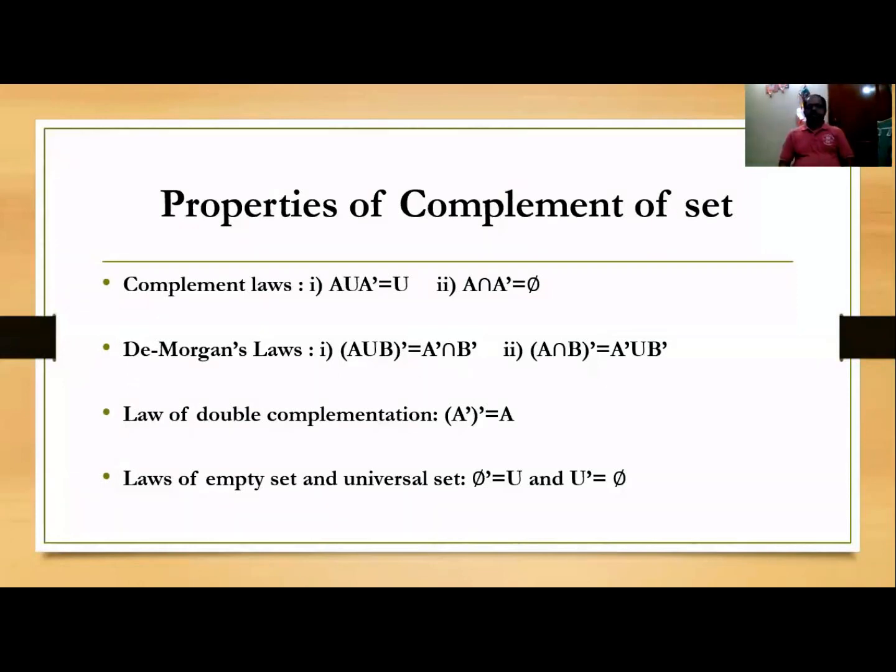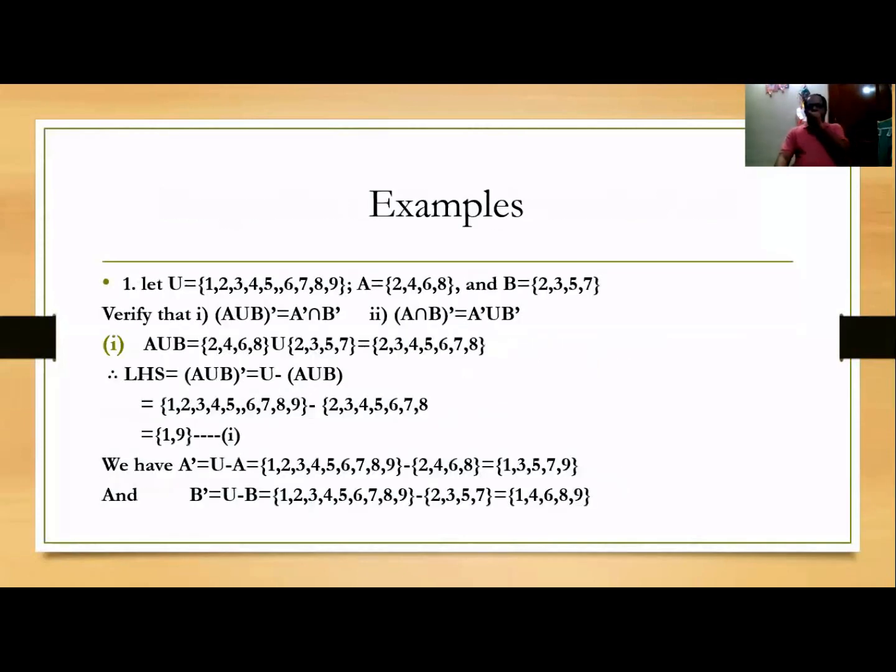So what does this give us? It gives us that phi dash is equal to u and u dash is equal to phi. That is, the complement of a null set will be the universal set, and the complement of the universal set will be an empty set. So these are the important properties that we can use while solving examples. These are the basic concepts we have seen in the complement of a set. Now let's see an example based on the same concept, the complement of a set.